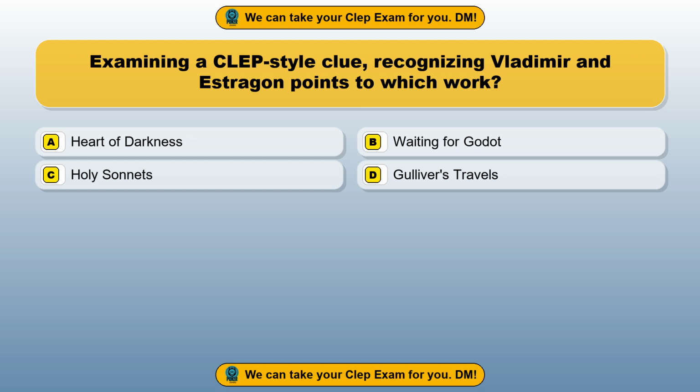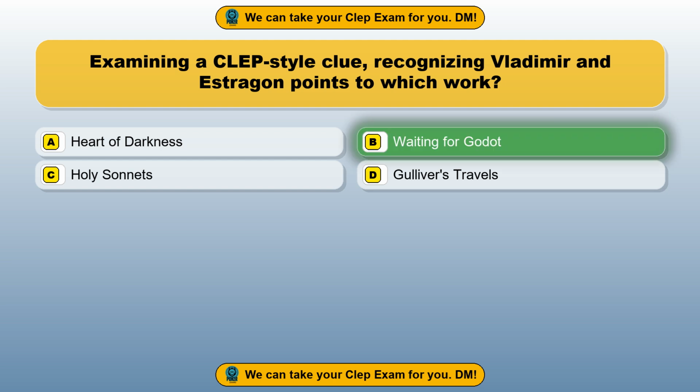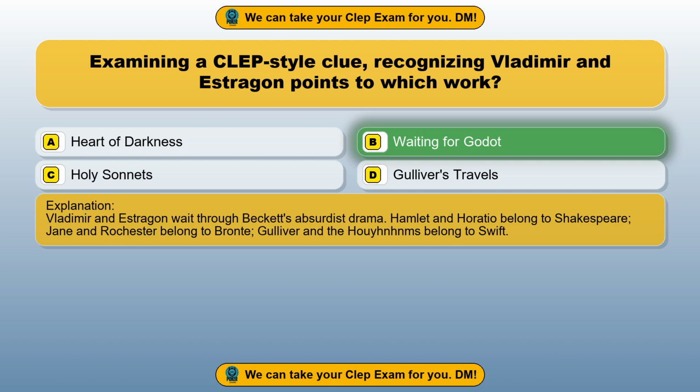Question 31. Examining a CLEP-style clue, recognizing Vladimir and Estragon points to which work? Option A, Heart of Darkness. Option B, Waiting for Godot. Option C, Holy Sonnets. Option D, Gulliver's Travels. The correct answer is option B, Waiting for Godot. Vladimir and Estragon wait through Beckett's absurdist drama. Hamlet and Horatio belong to Shakespeare, Jane and Rochester belong to Bronte, Gulliver and the Houyhnhnms belong to Swift.